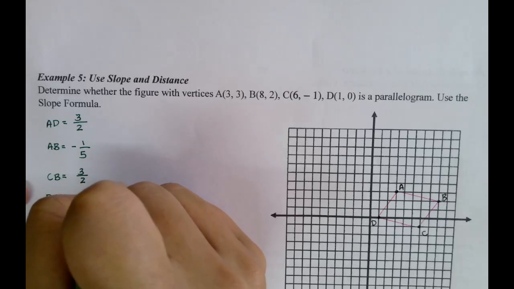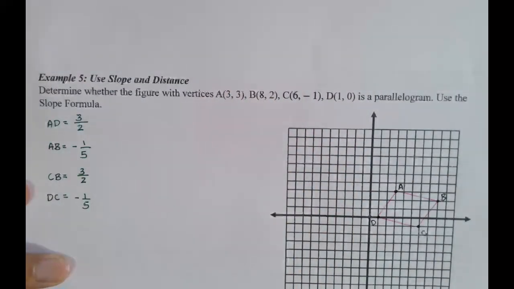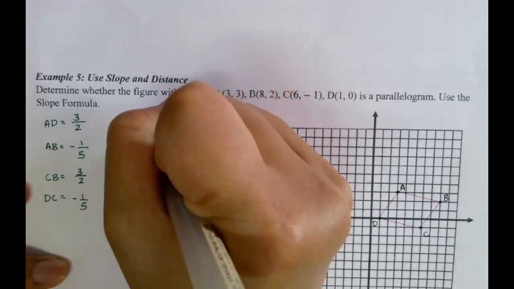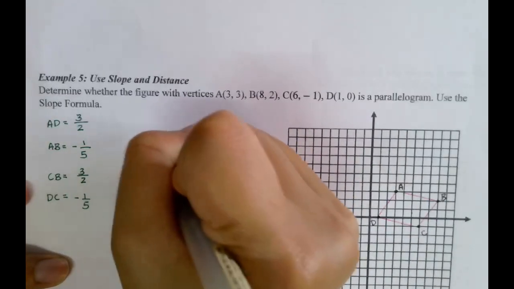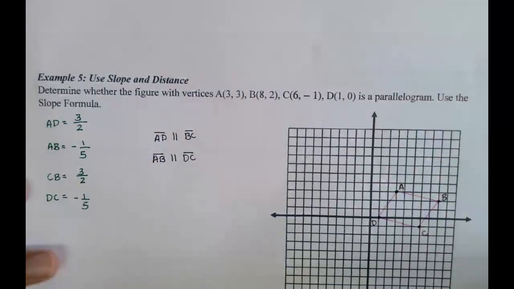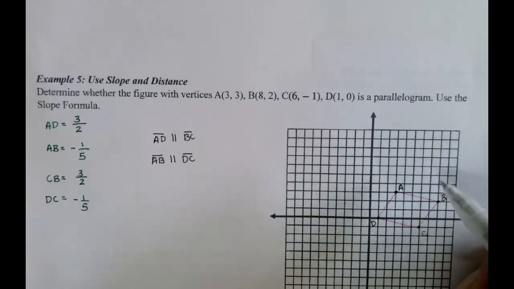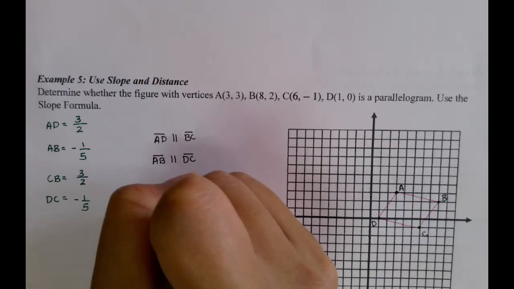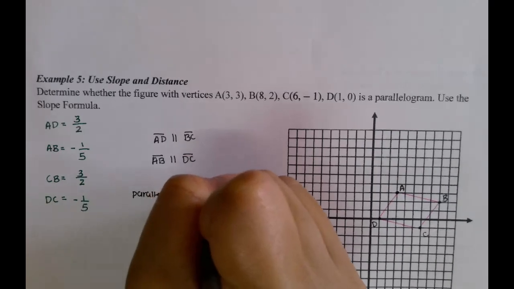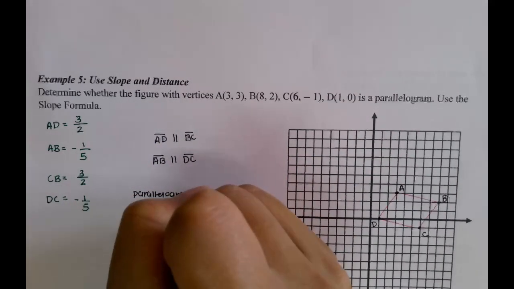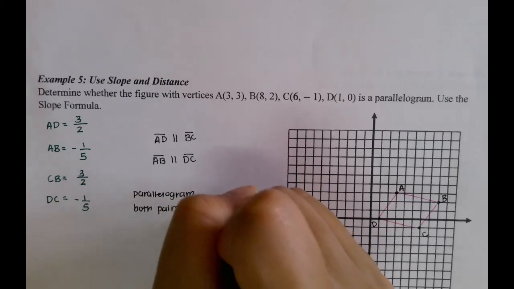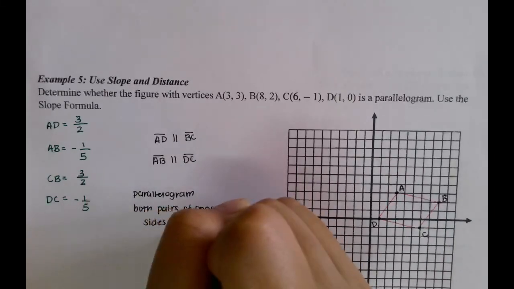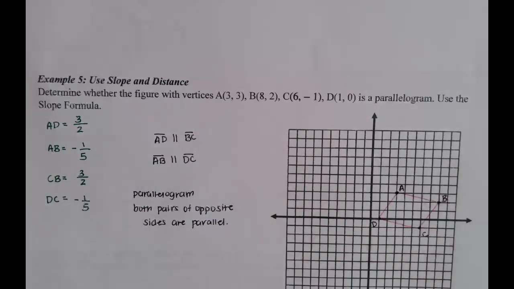So negative 1/5. So what that means is that from this, I know that AD is parallel to BC or CB, and that AB is parallel to DC. And so, since both pairs of opposite sides are parallel, this is a parallelogram. Both pairs of opposite sides are parallel. And there you go.